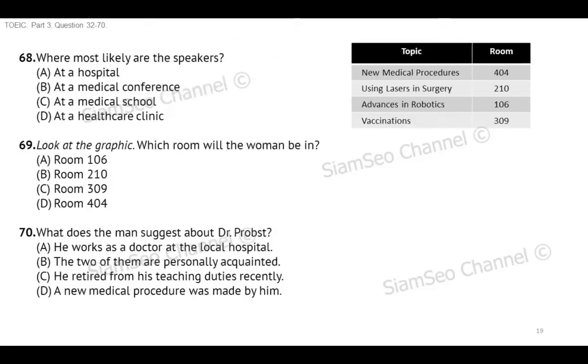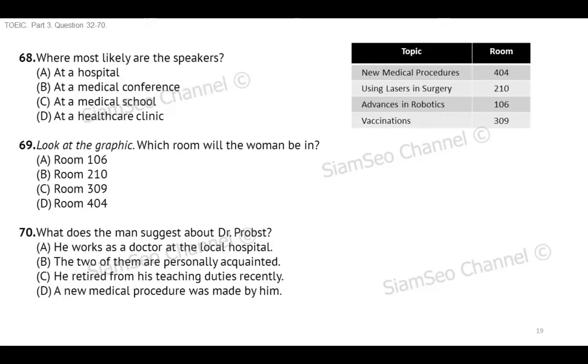Questions 68 through 70 refer to the following conversation and schedule. What a great speech that Dr. Apu just gave. I'm glad I decided to attend it at the last moment. I fully agree with you. His discussion on those new medical procedures was quite instructive. So, what are you planning to do next?